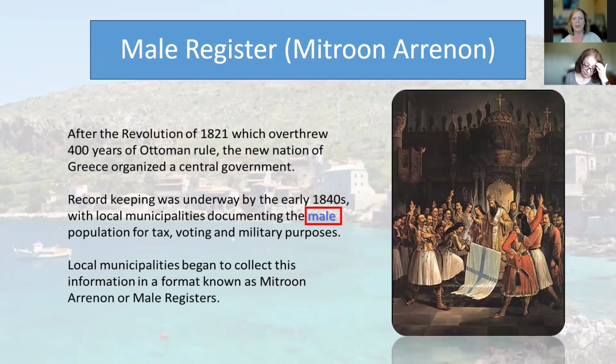Okay, let's start our journey into finding birth information by looking at male registers, known in Greek as a mitrorenon. At the beginning of the modern Greek state in the early 1840s, every village was required to document the births of males for tax, voting, and military purposes. Male registers are kept chronologically by year.